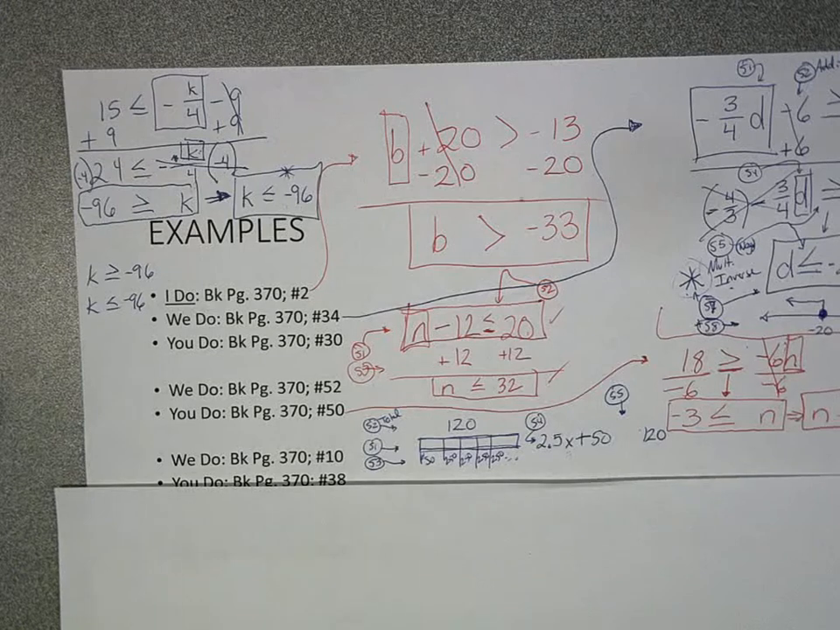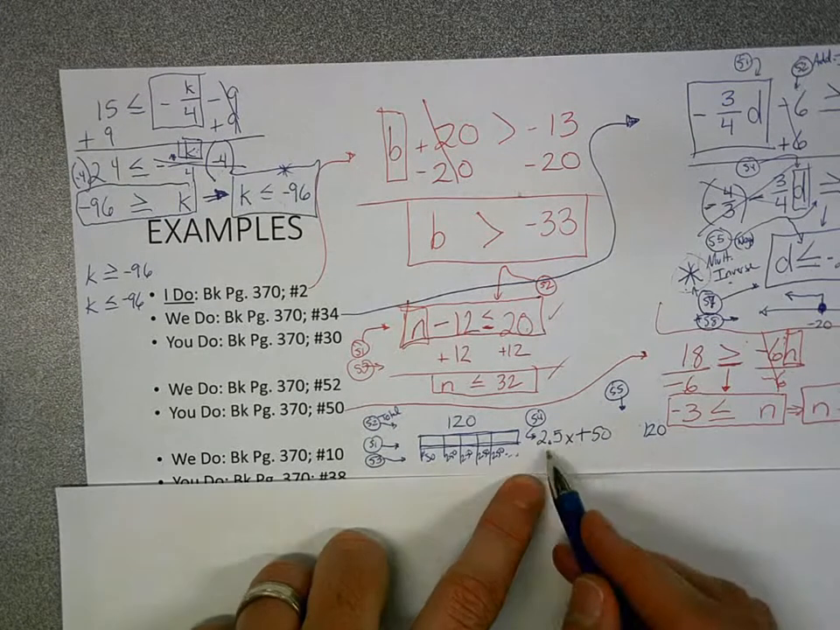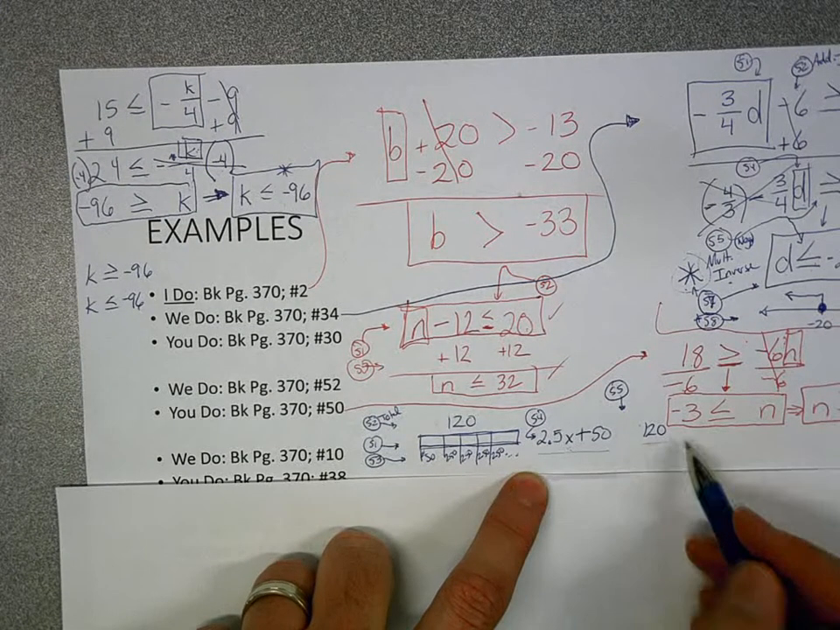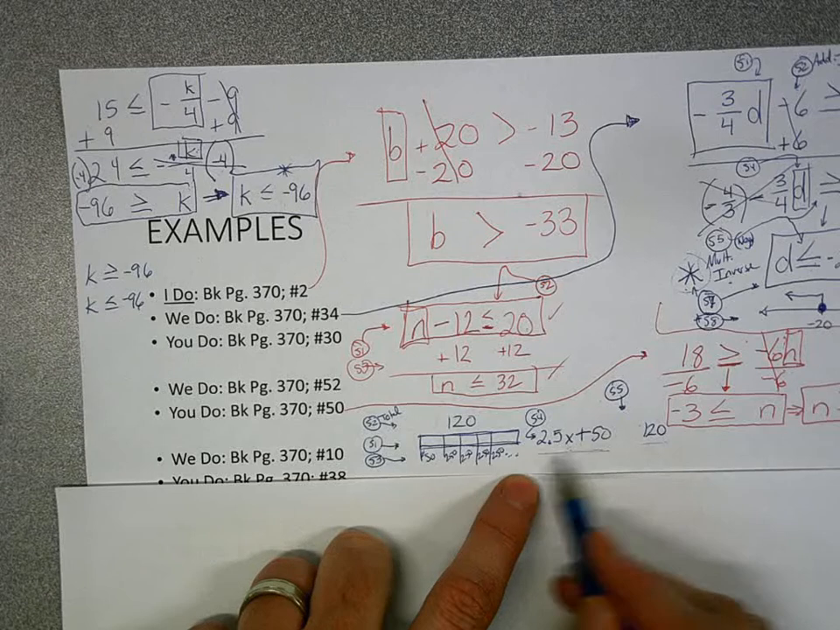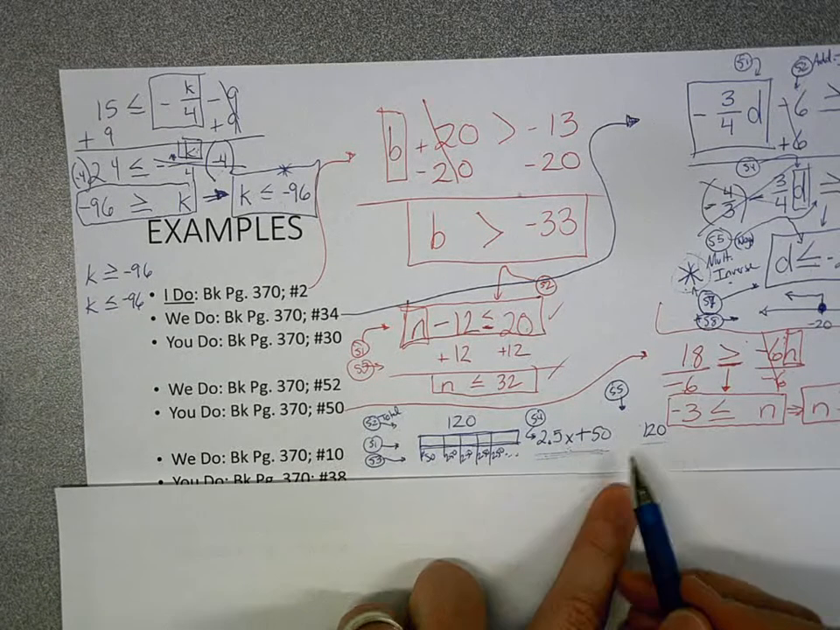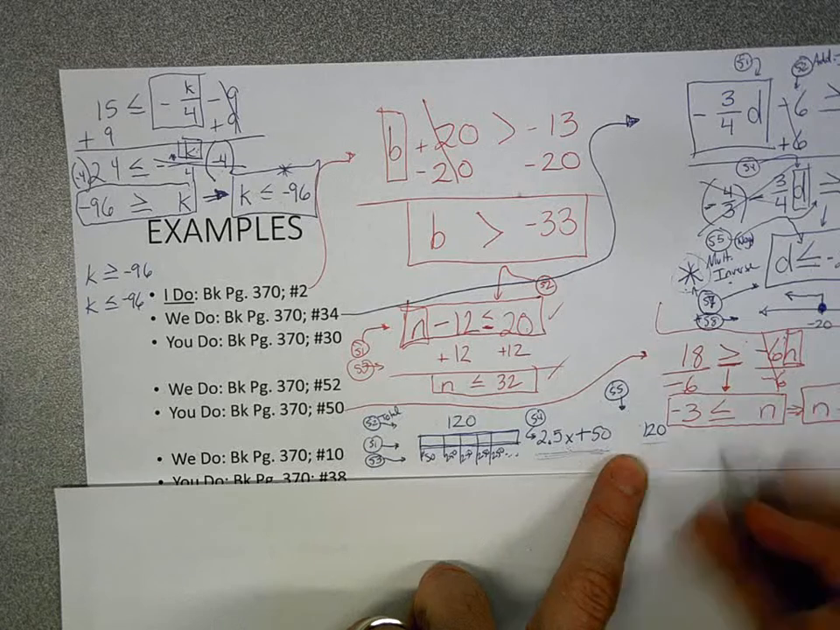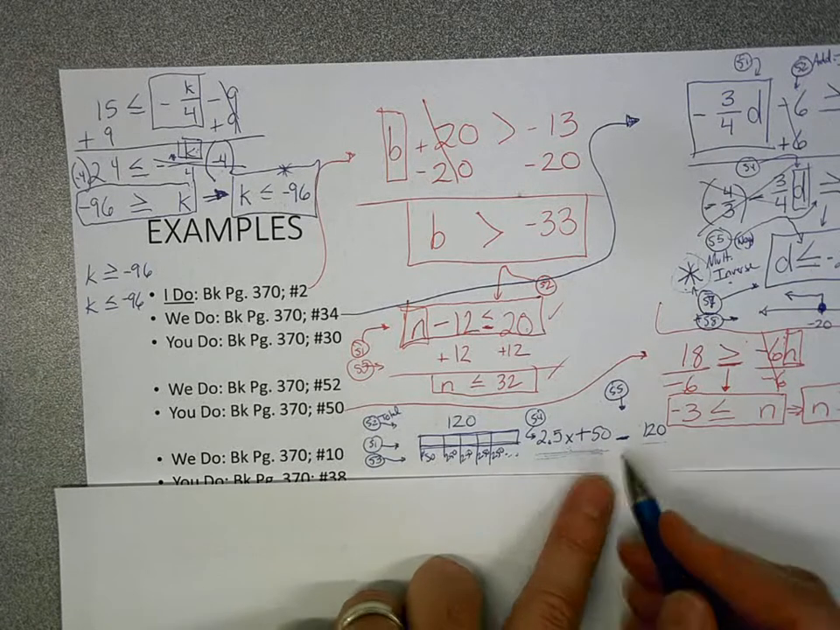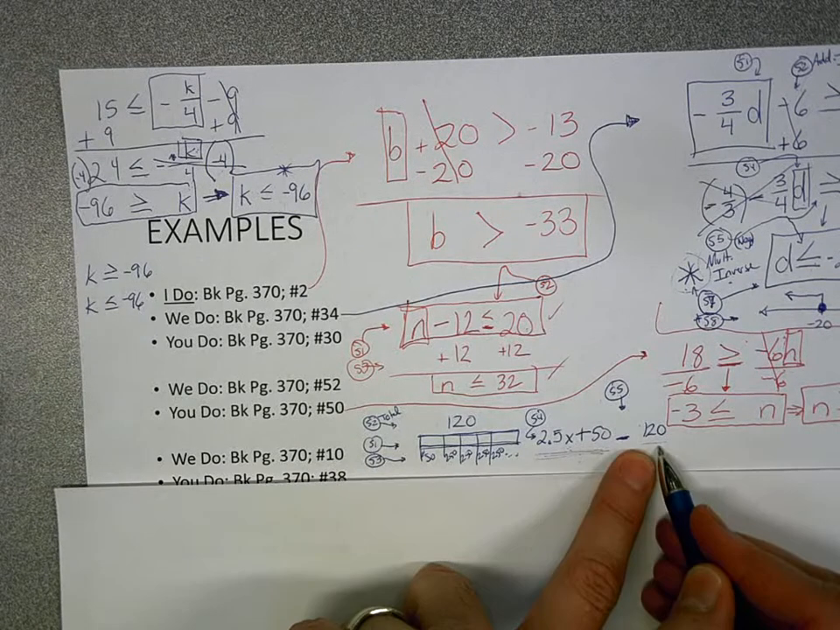Now remember, this is how much she earns. This is being compared to 120. This is how much she earns. So guys, will she be happy if she makes exactly 120? Yeah. Will she be happy if she makes less than 120? No, she needs to make at least 120.